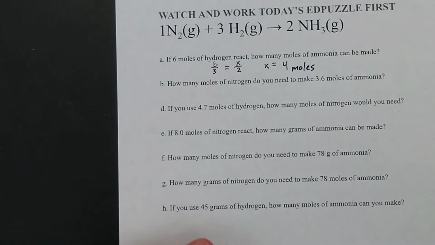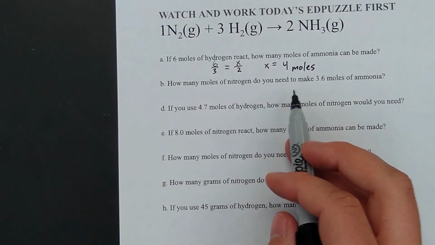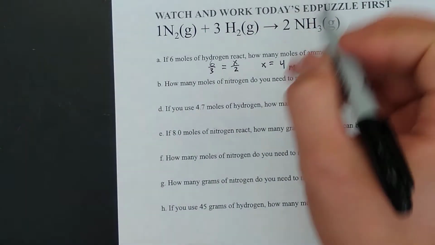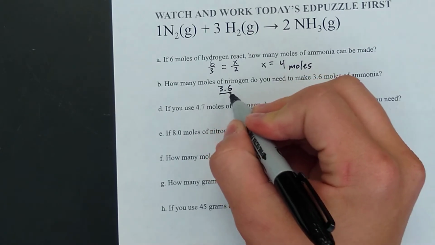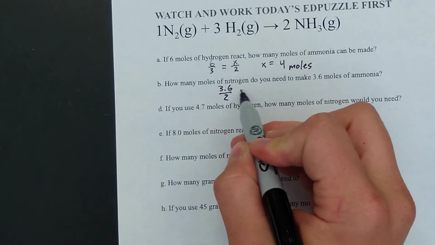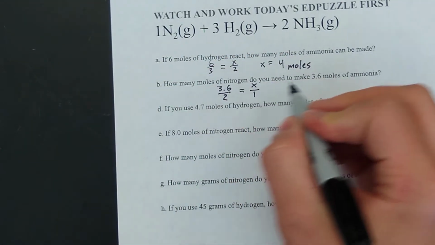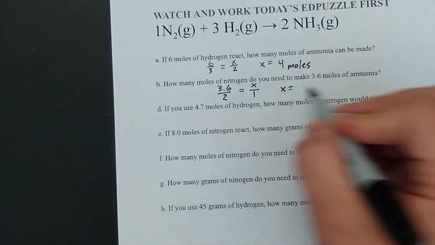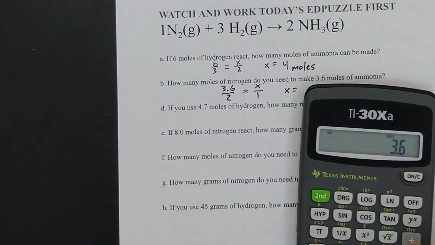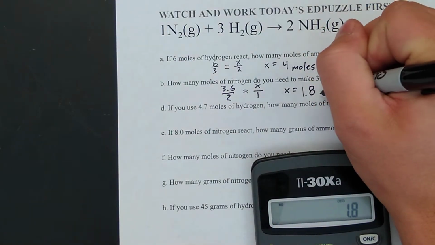Let's move on to question letter B. How many moles of nitrogen do you need to make 3.6 moles of ammonia? Well, we just do 3.6 is to 2, right? 3.6 moles of ammonia, 2. 3.6 is to 2 as x, we're looking at nitrogen, as x is to 1. That means our x is going to equal 3.6 divided by 2, which is 1.8 moles.